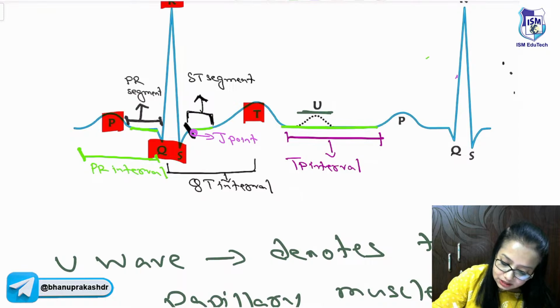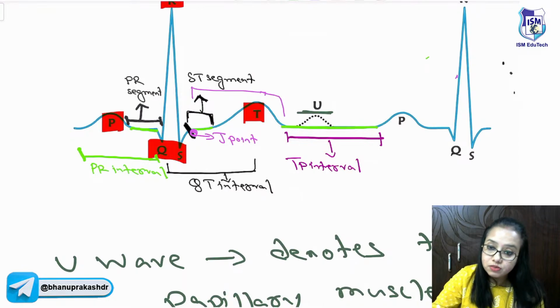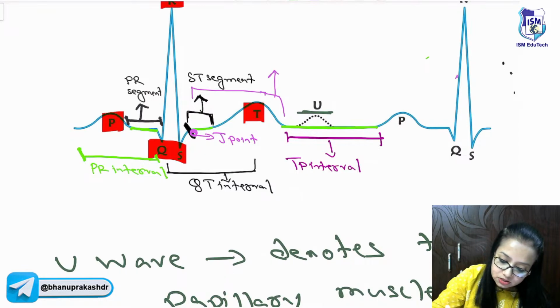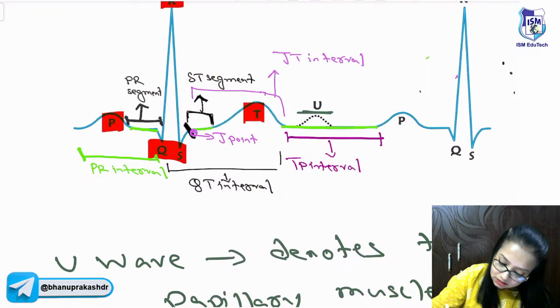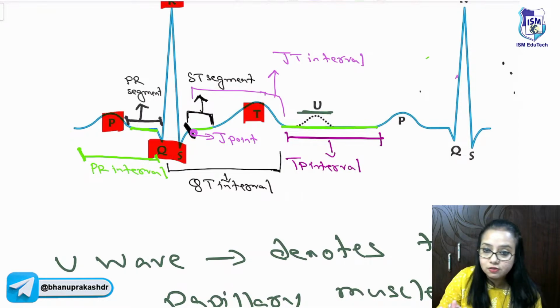Now, the gap between the J point and the completion of the T wave is called the JT interval. So this QT and the JT interval are of clinical significance to study the ventricular repolarization. Okay.